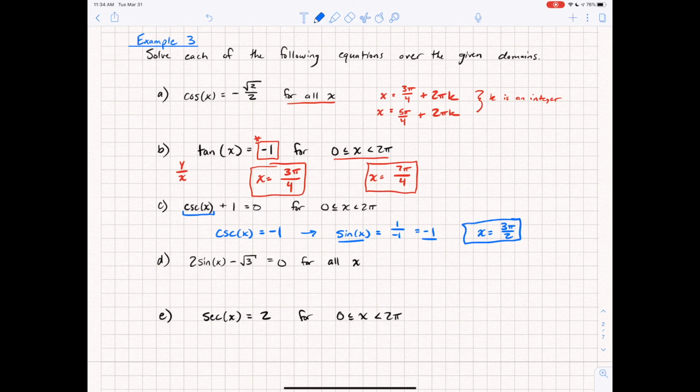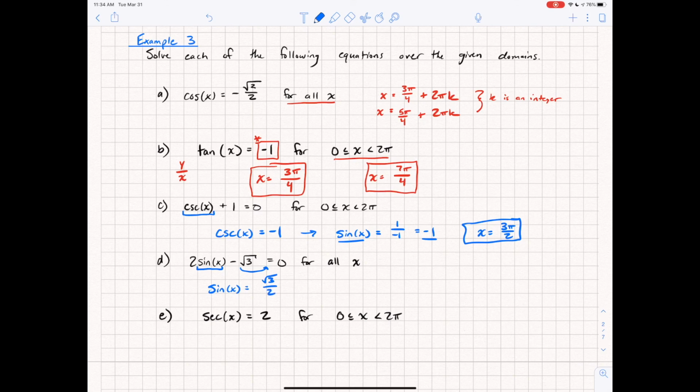All right, D. 2 sine x minus root 3 is equal to 0, and I'm solving this for all x. So I can't just stop at one go around of the circle. I'm going to need to go through and add 2 pi k to this. All right, so I need to isolate my trig. So that means I'm going to add the root 3 over and then divide by 2. So I get sine of x is equal to root 3 divided by 2.